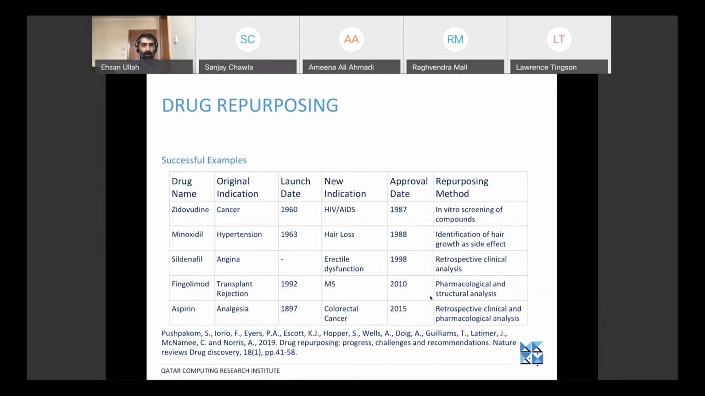Similarly, other medicines like fingolimod, which was used for transplant rejection, is used to treat MS. This is the first medicine used to treat multiple sclerosis. Another very well-known medicine, aspirin, was developed in 1897, and in 2015 it was used to treat colorectal cancer. In the rightmost column, you can see that there are many repurposing methods, which may involve screening of compounds in the lab, or exploiting side effects of a drug, or retrospective clinical analysis, or other pharmacological and clinical analysis to identify other useful purposes of existing drugs.